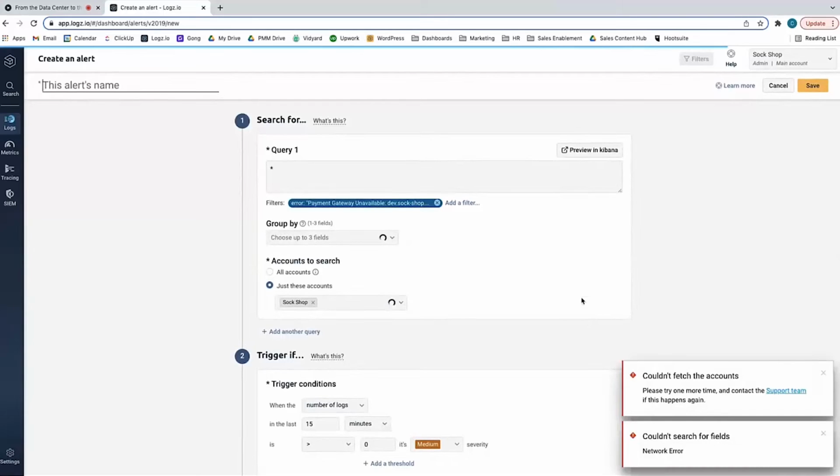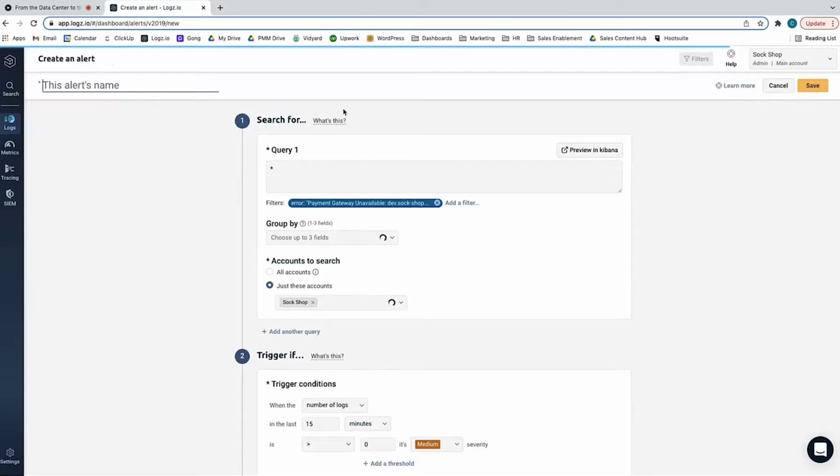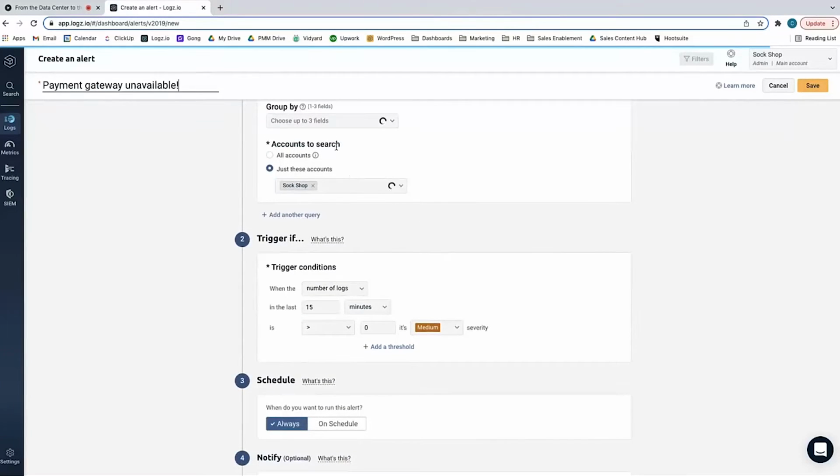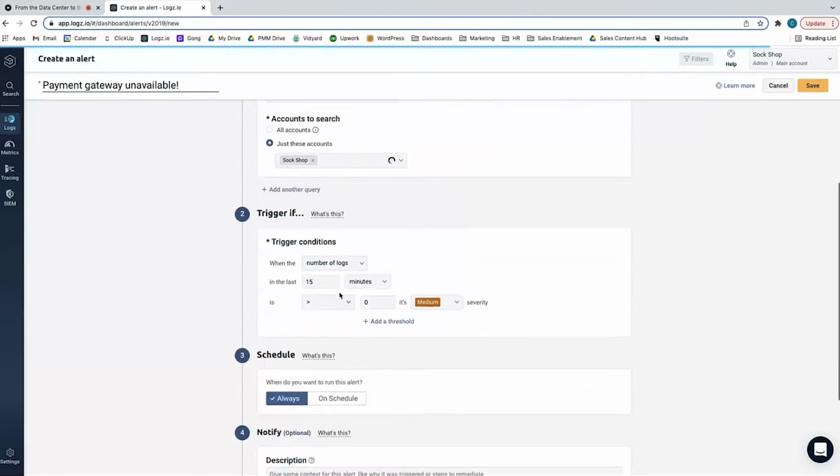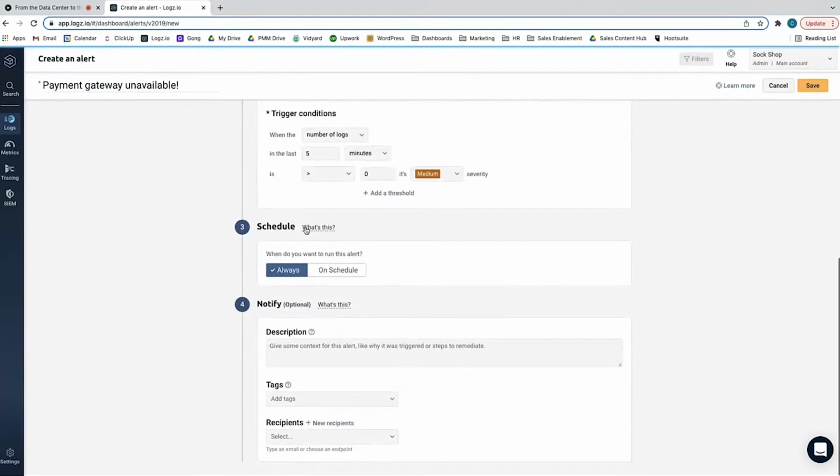So you can see that the alert carried over the query from our log management search interface. So the alert will be monitoring this query of log data. So the alert will trigger if the number of logs in this query in, say, 5 minutes is over 0. We can schedule it so that we can shut off alerts during the weekend, for example.